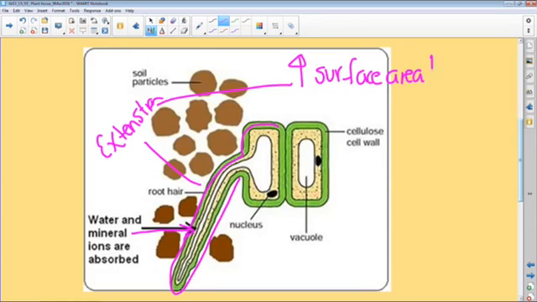What does that mean? Look at this. I'm going to change the colors here. All right, let's have a look here. Look at this area over here in blue.